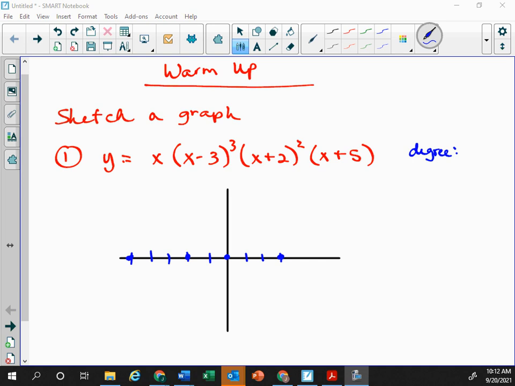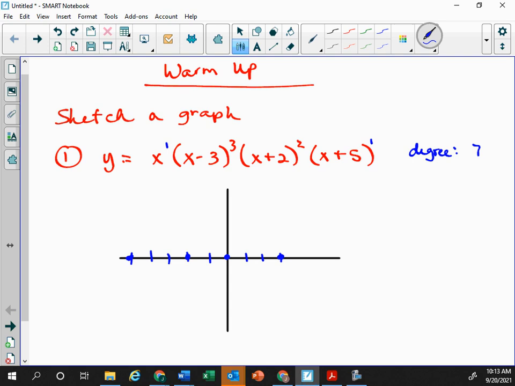When it's factored out, you have to think about what it would be if you multiplied it out. And the way you do that is just look at the individual exponents. So this is first degree. We have a third, we have a second, and then this is also first. You just add those up. Your first term, if you multiplied it out, would be x to the 7th. Okay, so it is a 7th degree.